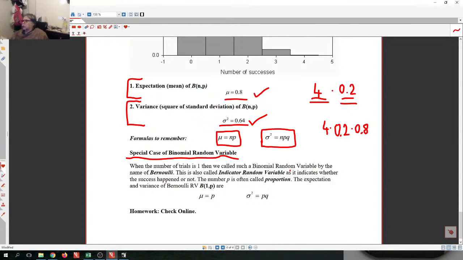Or something like marketing. Do you like this color on this brand of cereal? And he's going to say, no, I don't. Or, oh yeah, I like that color. So that's again 0 or 1. So this is what you do very often.